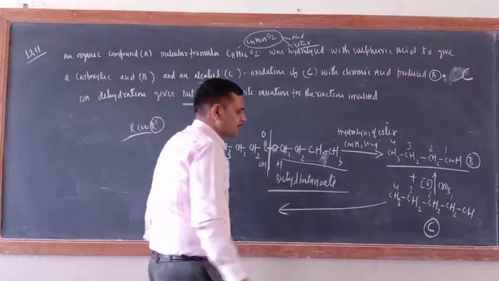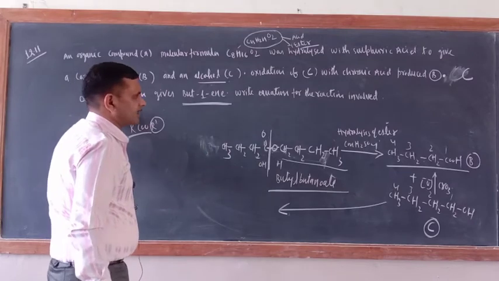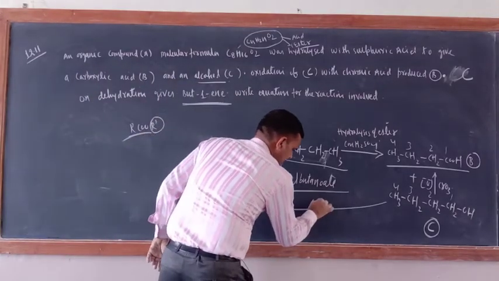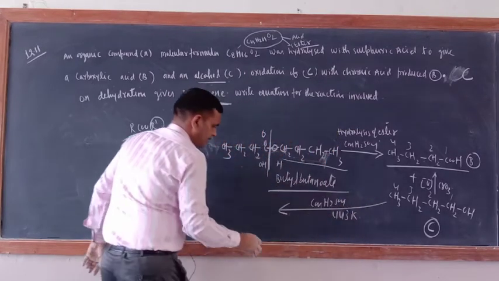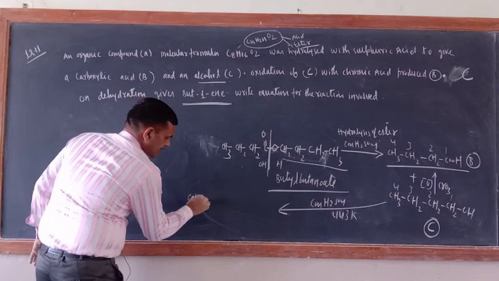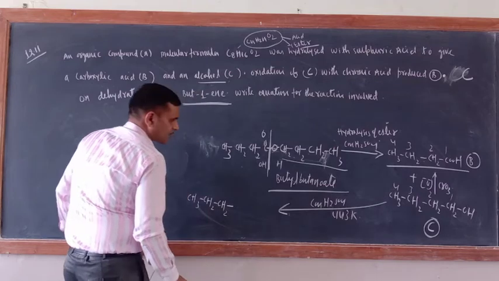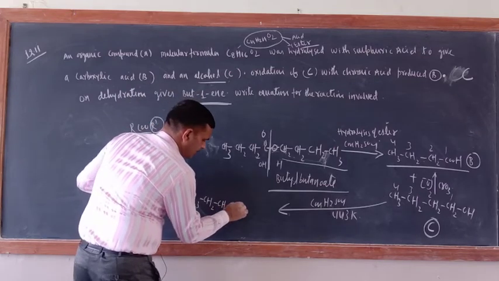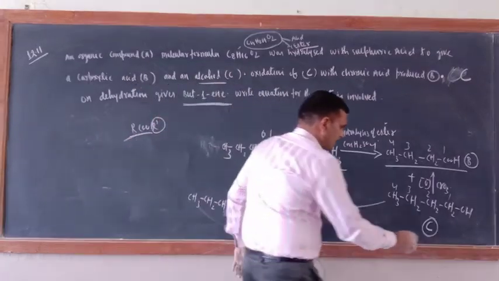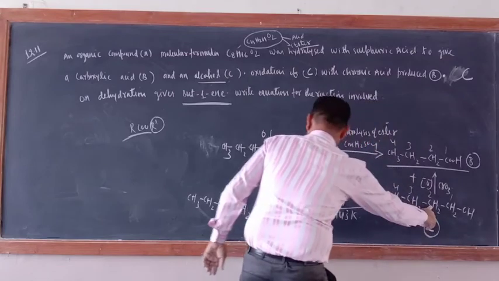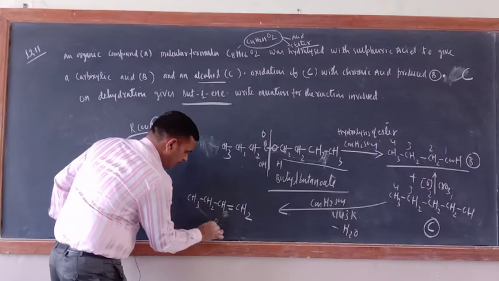Now oxidation of this one means their dehydration. When alcohol is subjected to dehydration with concentrated H2SO4 at temperature 443 Kelvin, what is the product? Just see. CH3 CH2 CH2 and here CH2 double bond CH2. Here the OH of this one and the H of this one will come out, minus H2O. This is but-1-ene.